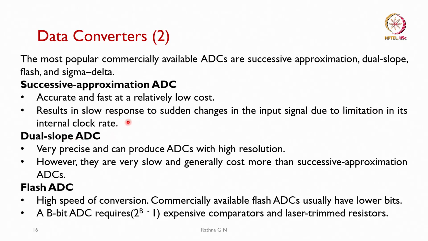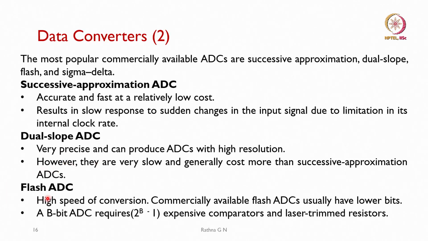So, the internal clock rate is slow. So, any changes in the input, the response is going to be slow. This is the disadvantage of our successive approximation ADC. Coming to the dual slope ADC, this is very precise and can produce ADCs with high resolution. What is the disadvantage? They are very slow and generally cost more than successive approximation. So, where the cost is not going to matter, people use the dual slope ADCs.